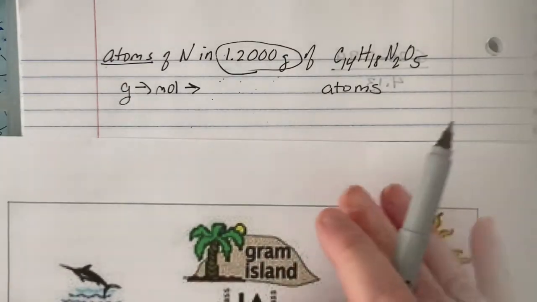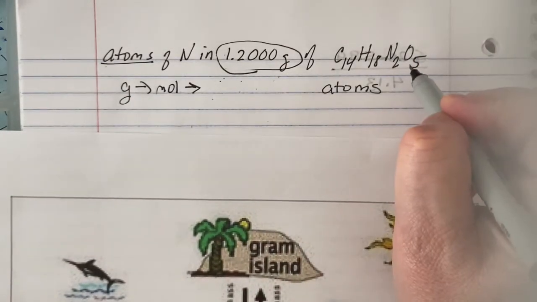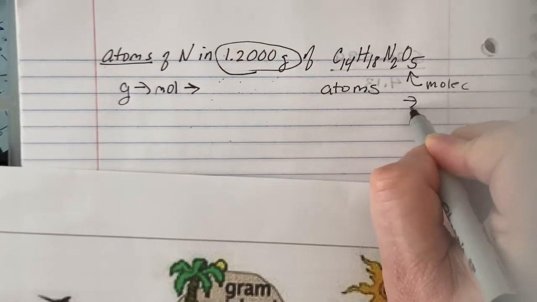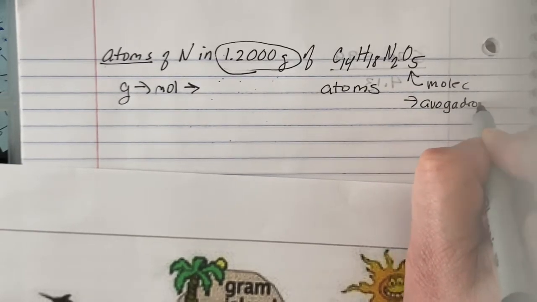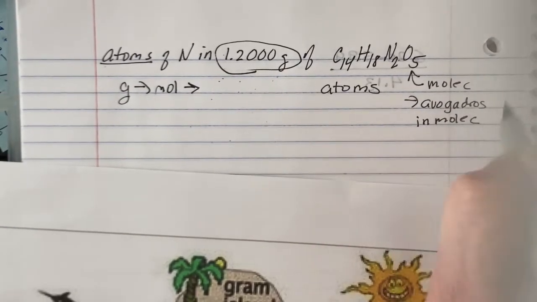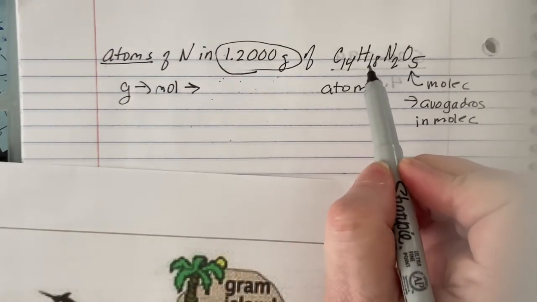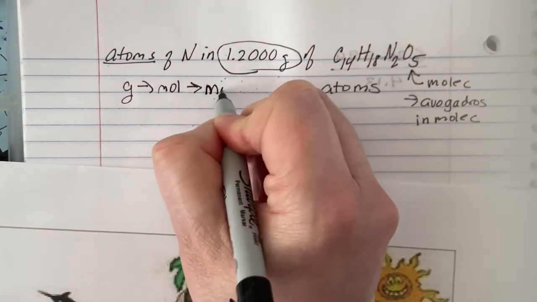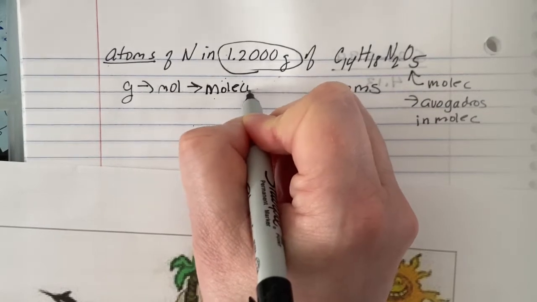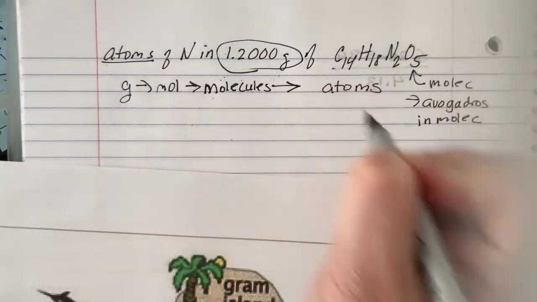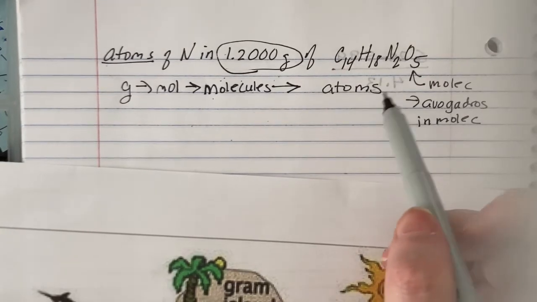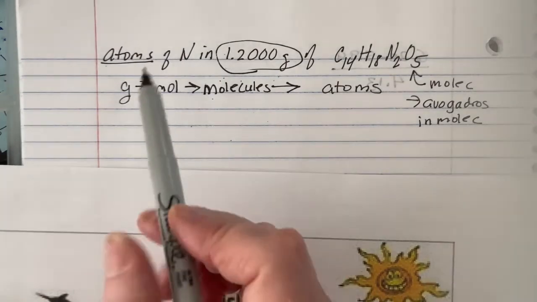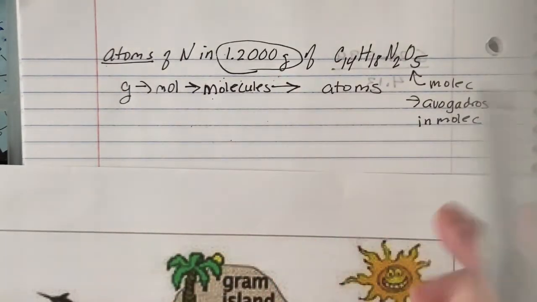Okay, so now I have to think, when I'm going to particle island, I have C14H18N2O5 over here. That's a molecule, which means Avogadro's number is going to be in molecules. So I can't skip right to atoms because I'm starting with molecules. On particle island, I have to go to the mole stop first, or the molecule stop first, and then once I'm at the molecule stop, I can go to the atom stop. Only if this was an element could you go right to atoms. Okay, so now we have our pathway: grams to moles, moles to molecules, molecules to atoms.